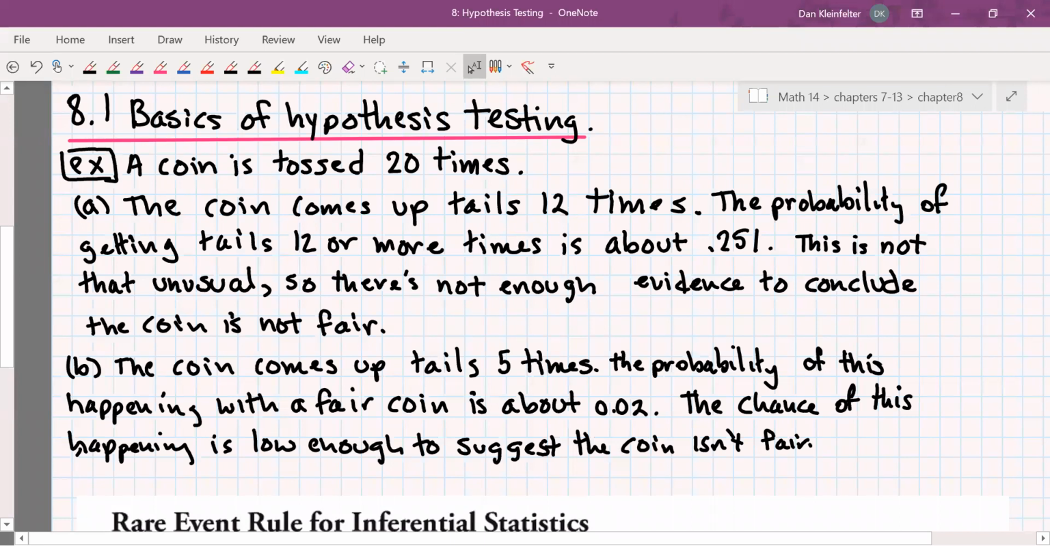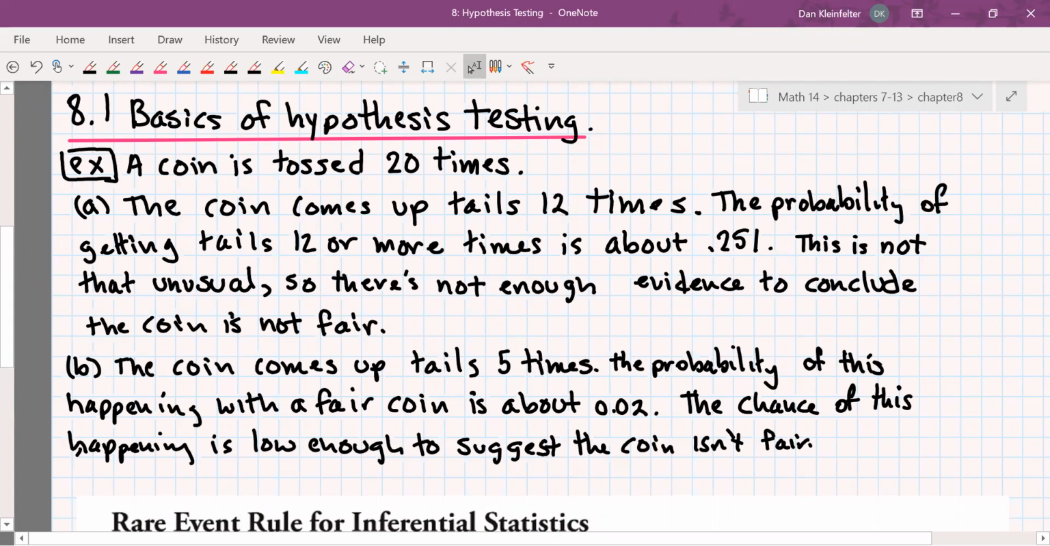So let's say we toss this coin 20 times. In part A, the coin, let's say it comes up tails 12 times out of 20. The probability of getting tails 12 or more times is about 0.251. That is, if you were to toss the coin 20 times, about a quarter of the time you do the 20 toss process, you would get tails 12 or more times. That's not that weird. So that is not enough evidence to conclude that the coin is not fair.